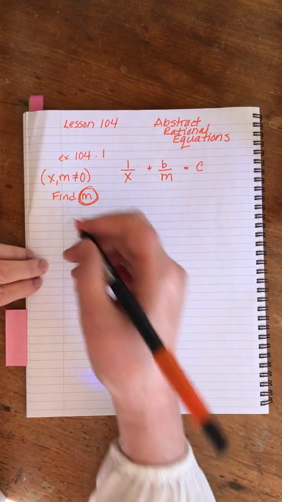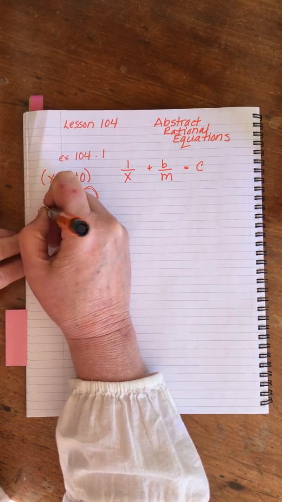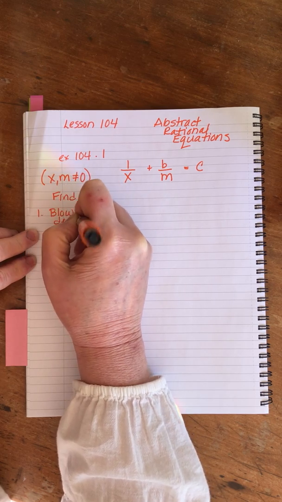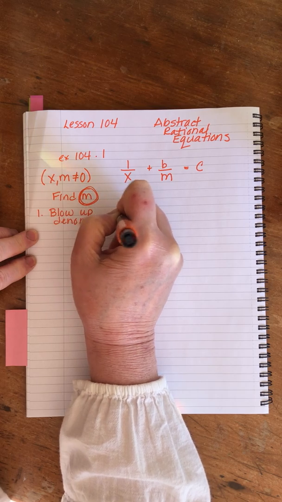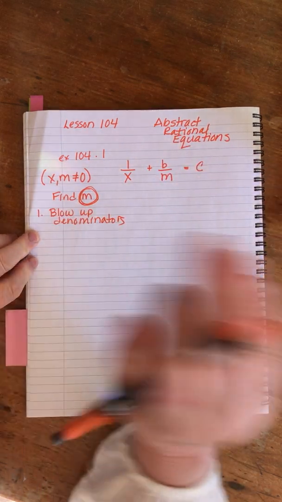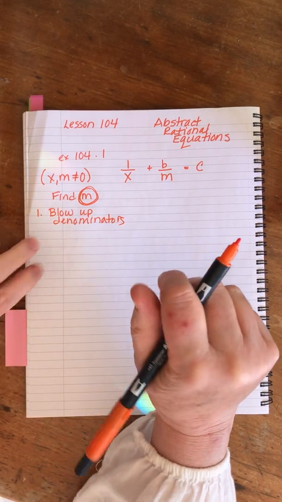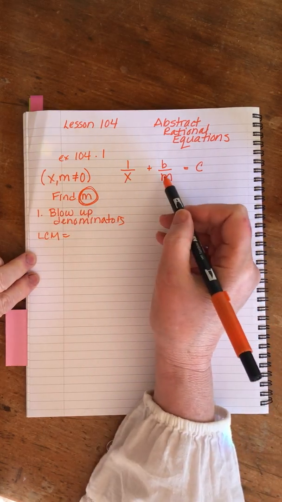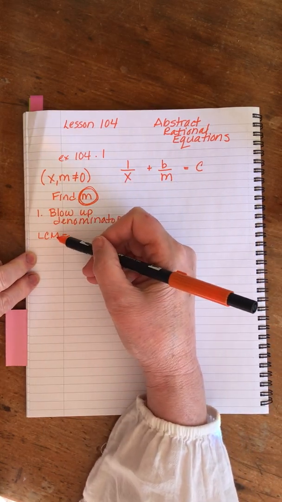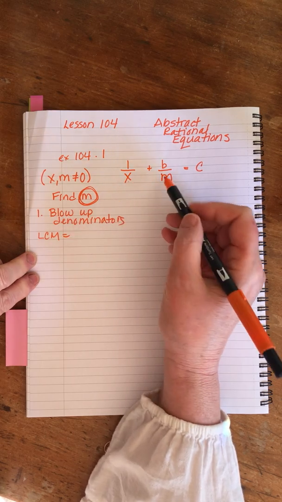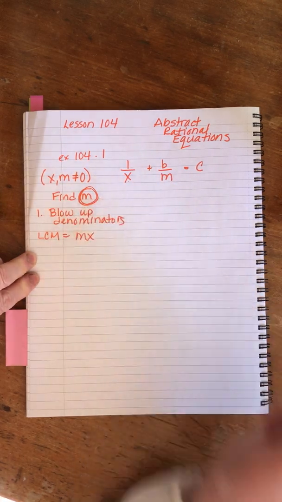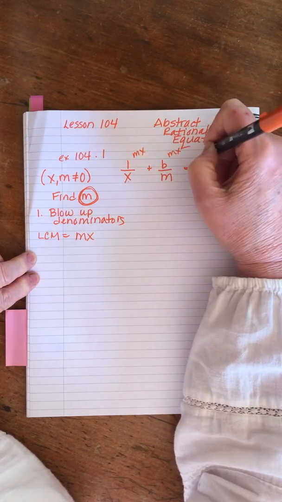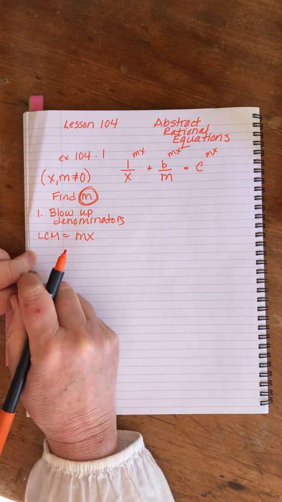What we do though is pretty much always the same. First step, blow up the denominators. Anytime we have a rational equation, that's pretty much our first step. Let's get rid of them. I don't want them in there. So we find the LCM, and it's super easy with letters. We know we have to multiply because least common multiple reminds us. x times m. I'm going to write it alphabetically. And then we have to multiply every term. That's the only downside of this, is we have to multiply every term whether we want it or not.